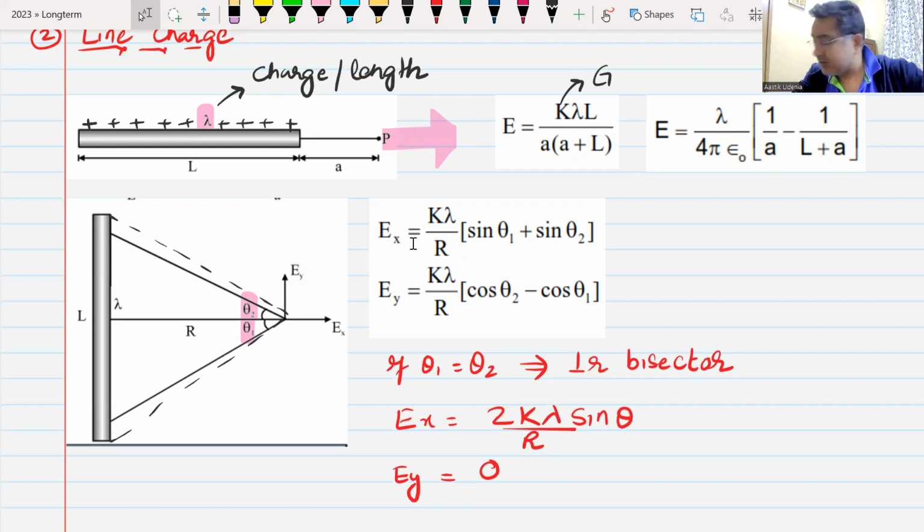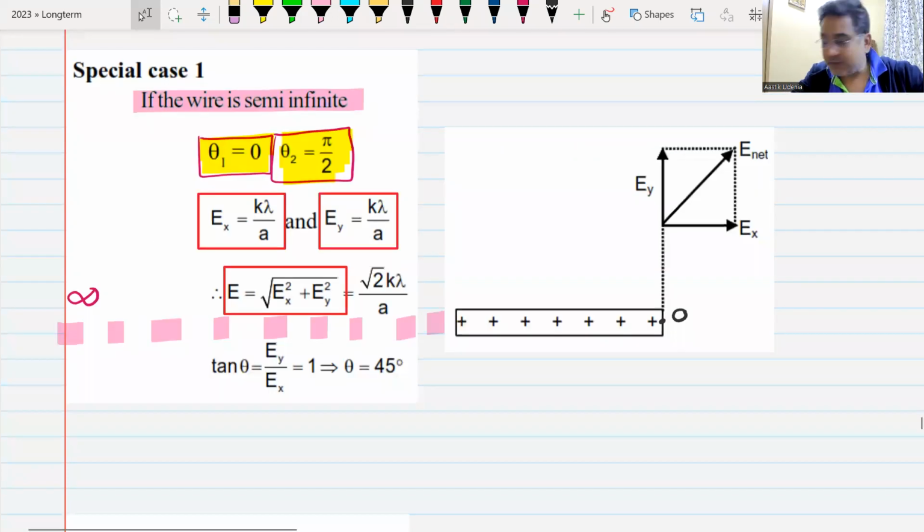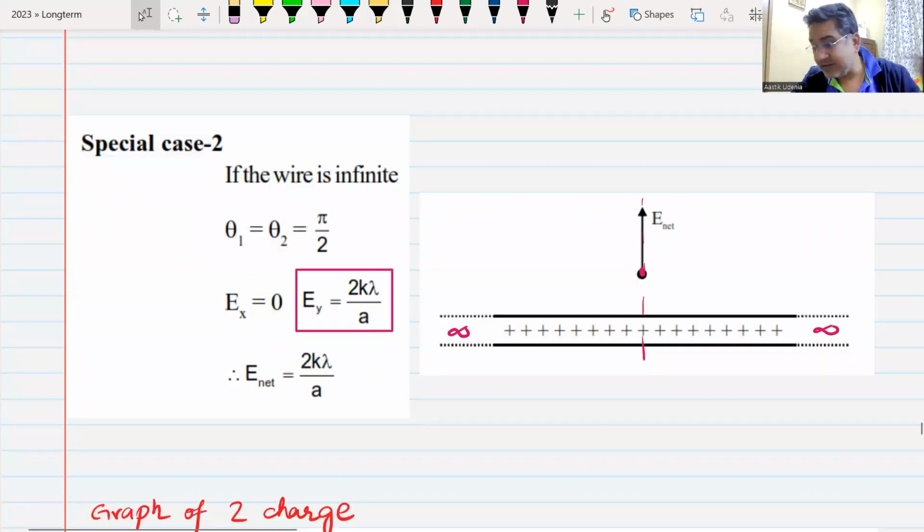Yes, sir. Then we had seen if the wire becomes semi-infinite, then one angle becomes 0, the other angle becomes 90. If the wire is infinite, both the angles become 90. This is an important formula that you must remember, 2k lambda by a.